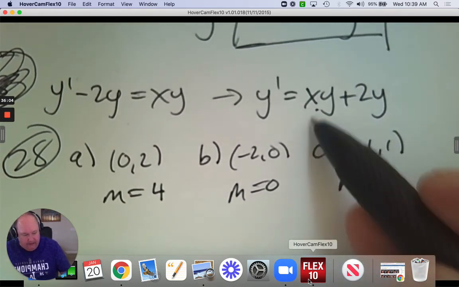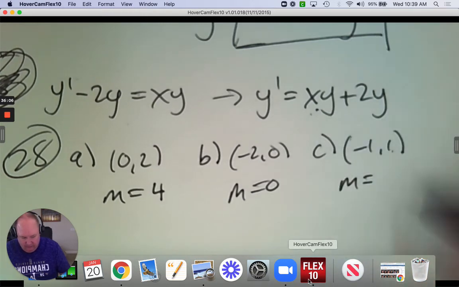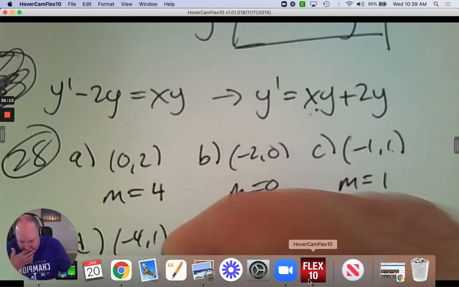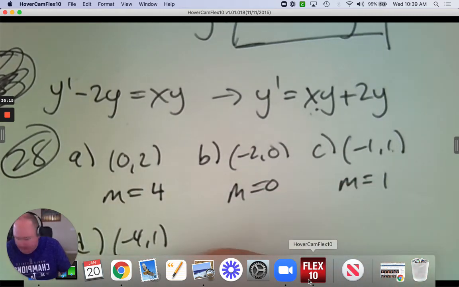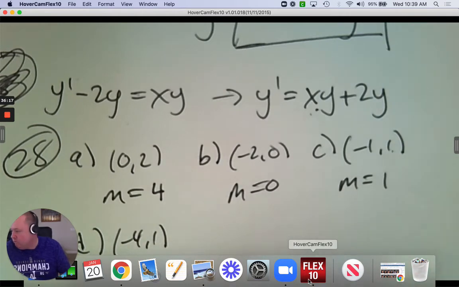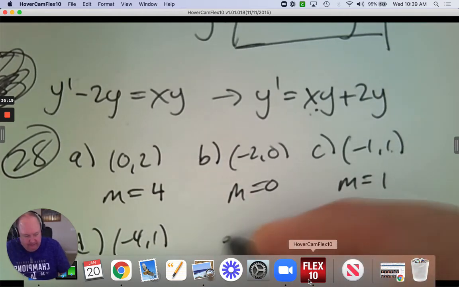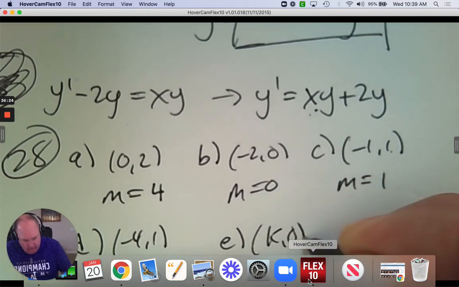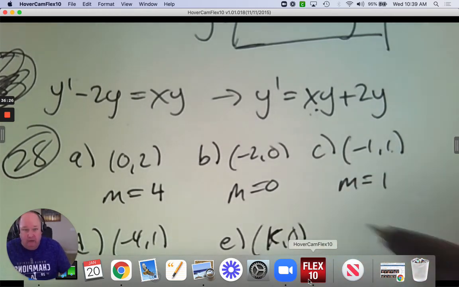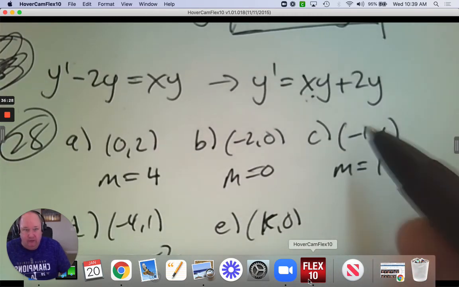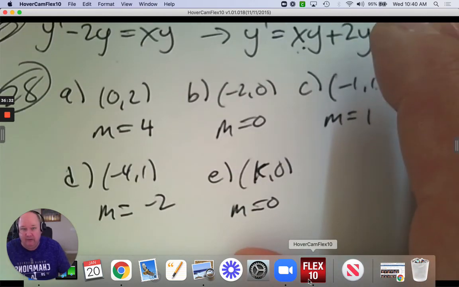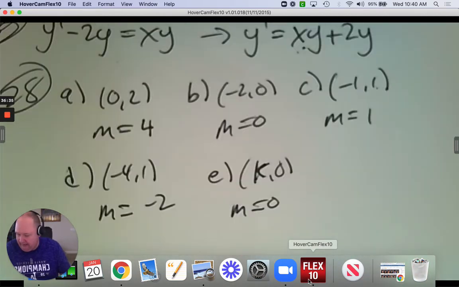For C, negative 1 and 1. So plug in negative 1 for x and positive 1 for y. I think it's 1. And D, negative 4, 1. Plug it into the slope formula, and the slope would be negative 2. And then E, plug in k, 0. So that would be any x coordinate, k. Put in 0 for y, and you can see that the slope would be 0 no matter what the x coordinate is. So that's the answer for 28.